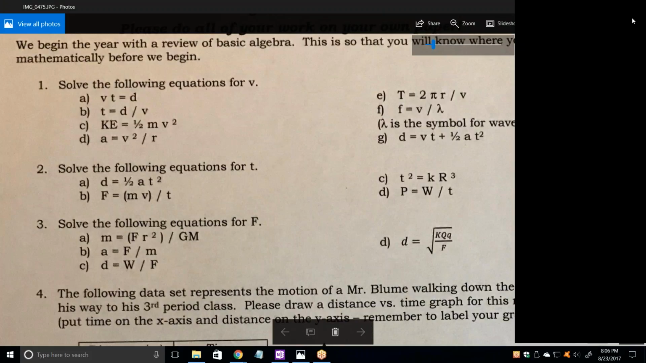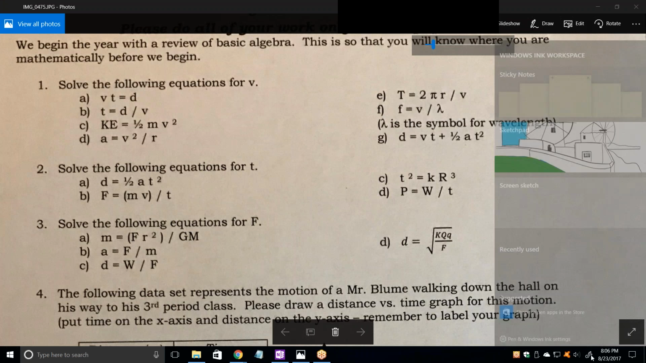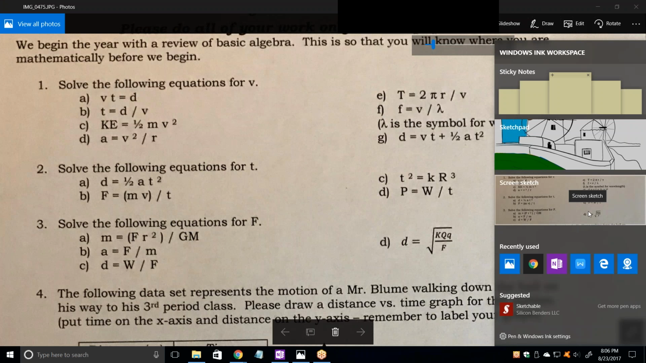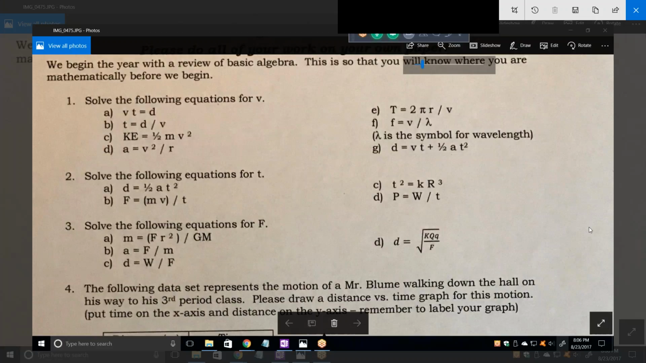Let me take a screenshot of this and we'll go through each of these. Okay, cool. All right, back to math. Good old math, right? So these are actually pretty easy. Yeah, they're not that bad.